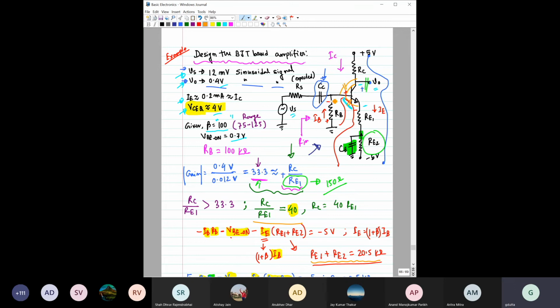So probably in the next class, we will consider the effect of including these capacitances, not in much detail, but just for our understanding, and how the capacitance associated with the transistors is going to impact the gain of this amplifier. Okay, so we will see that in the next class.